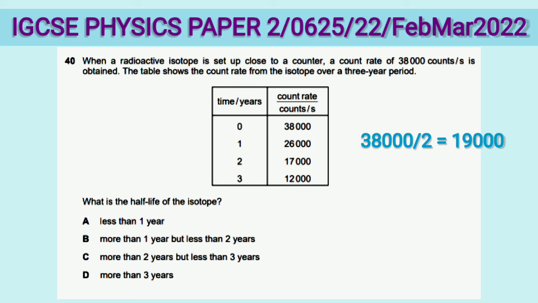In year 1, it becomes 26,000. So time required for it to become 19,000 will be more than 1 year. In year 2, count rate is 17,000. That means it has already crossed half-life of 19,000. Time required will be less than 2 years. So correct answer here is option B. Half-life of isotope is more than 1 year but less than 2 years.